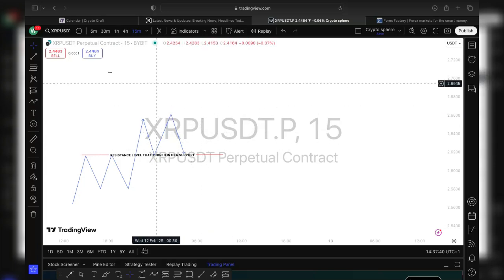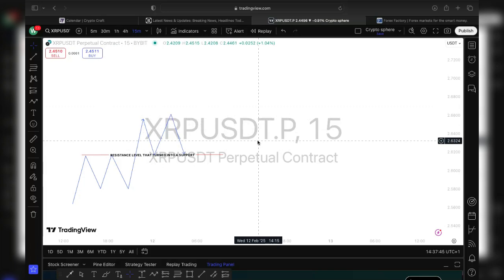So the same thing can happen for a support level turning into a resistance where we have more buyers. Sellers can decide to come into play. So let me just give you a quick illustration for that as well.